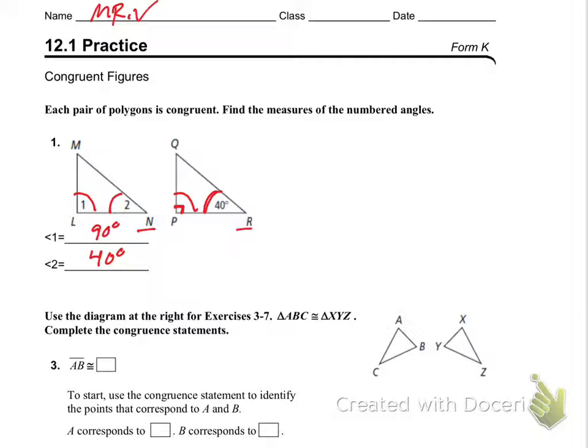Use the diagram at the right for 3 through 7. If triangle ABC is congruent to triangle XYZ, complete the congruent statement. So segment AB is going to be equal to segment YX or XY, it doesn't matter. To start, use the congruent statement to identify the points that correspond to A and B. A corresponds to X, right? Because that point right there corresponds to X, and B corresponds to Y.